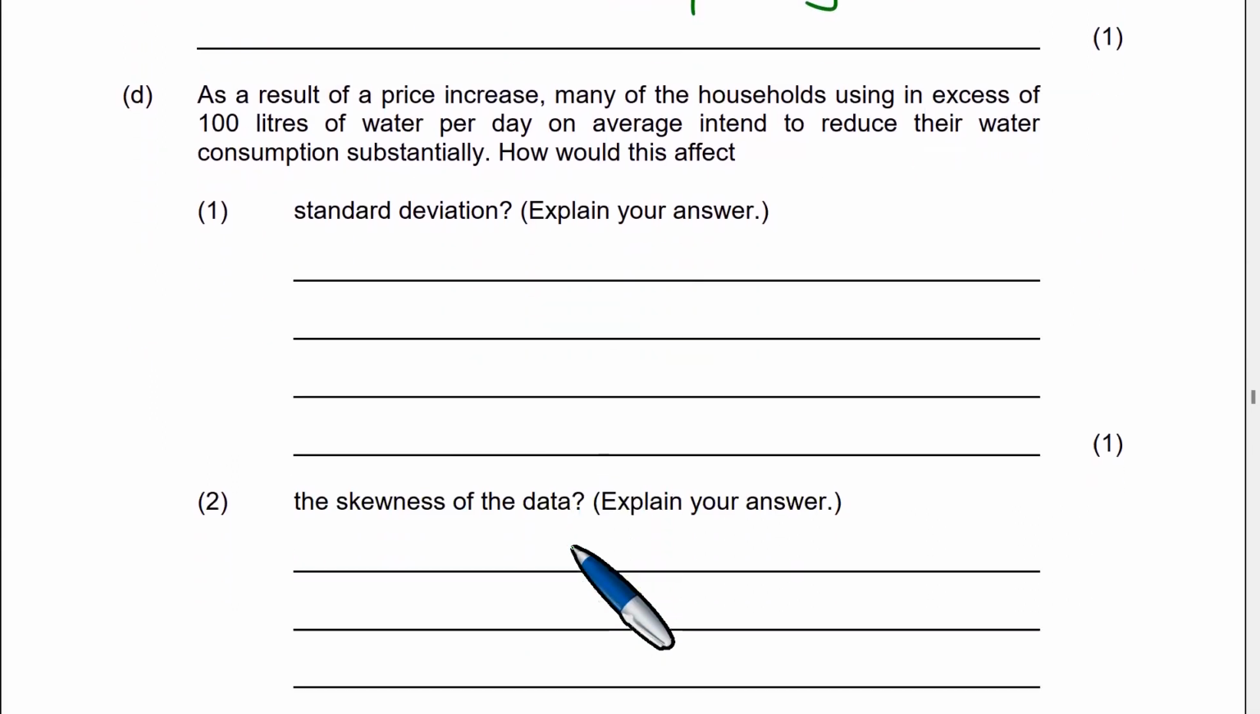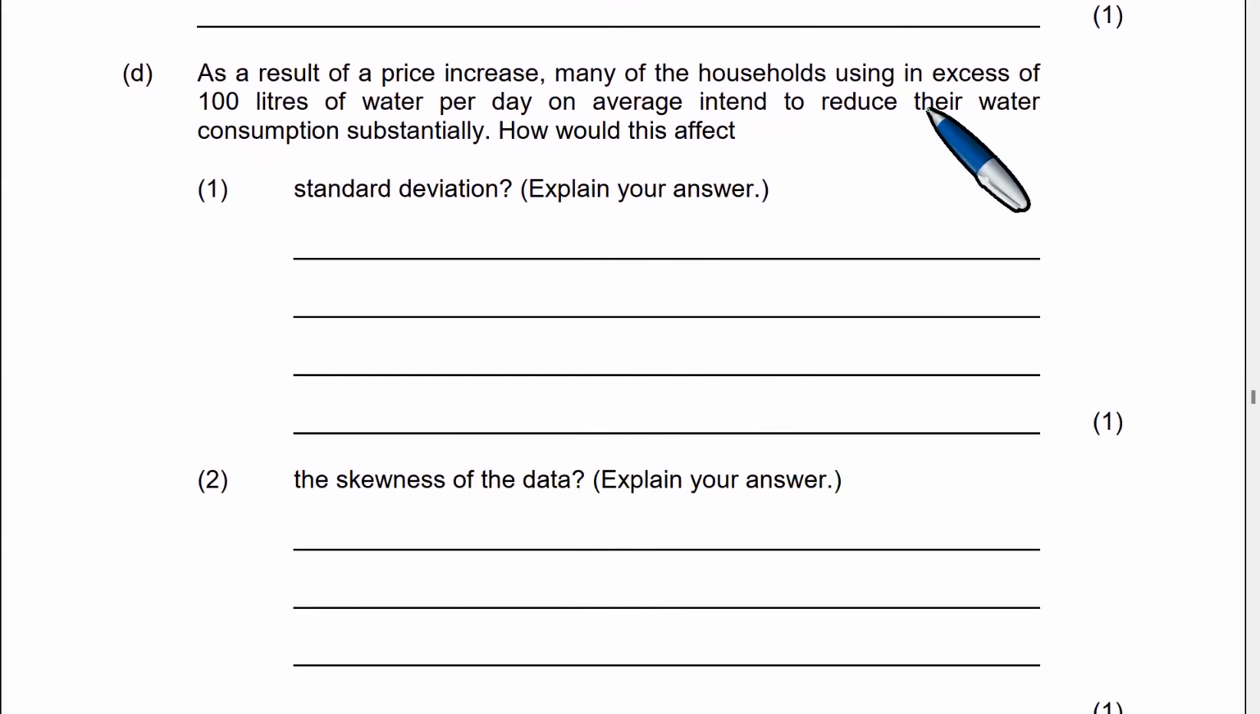As a result of a price increase, many of the households using in excess of 100 liters of water per day on average intend to reduce their water consumption substantially, because water is becoming more expensive. They don't want to waste water because there's a price increase, and they're saying, let's use less water, because water now is becoming more expensive. How would this affect the standard deviation? Explain.